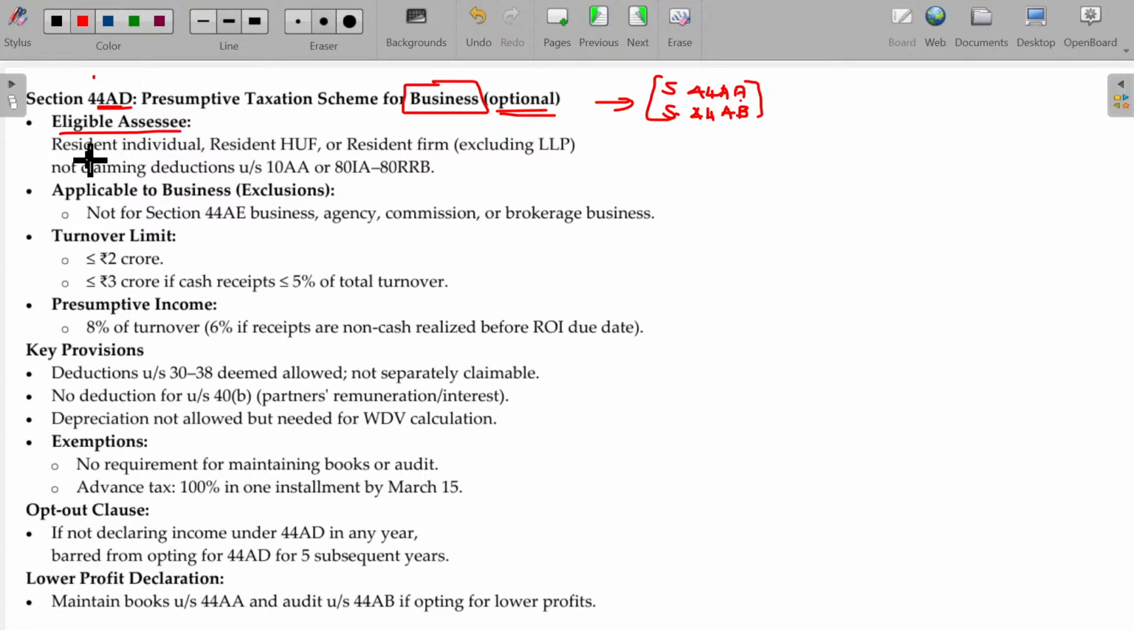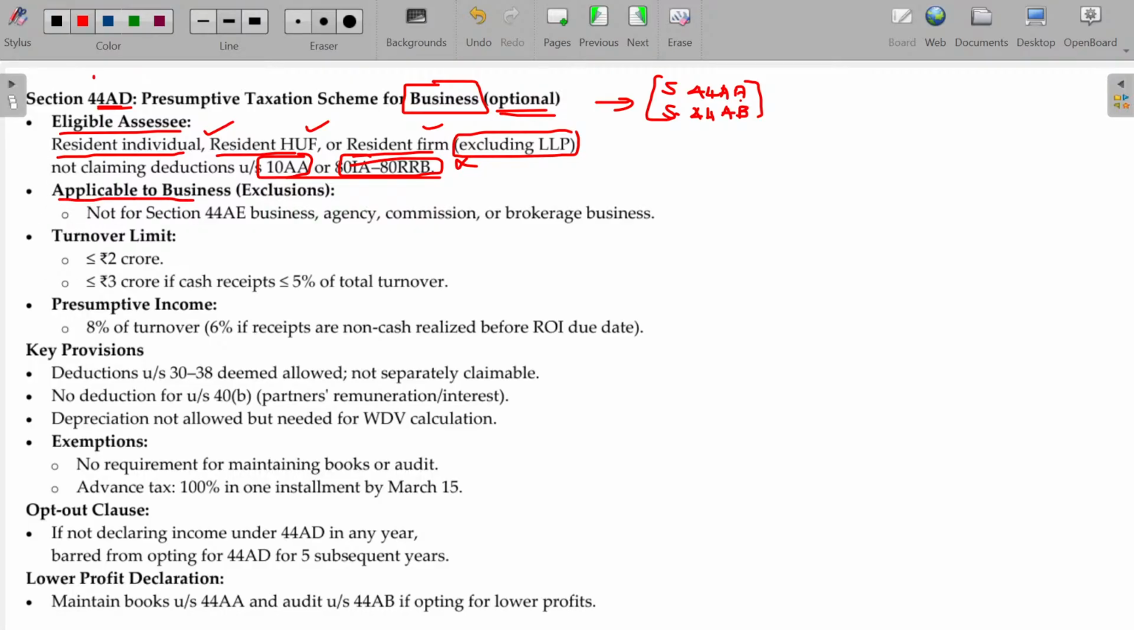This is eligible for resident individual, resident HUF, resident firm excluding LLP, not applicable for LLP. Only for individual, HUF and firm. That too, they should not enjoy the benefits under these sections: 10AA or 80IA to 80RRB. This is related to the export benefits, and some other benefits like recruitment of additional employees and royalty and all. Those benefits you cannot enjoy. If you don't enjoy these, then automatically you can enjoy this benefit. Section 44AD: resident individual, resident HUF, resident firm, not for the non-resident.